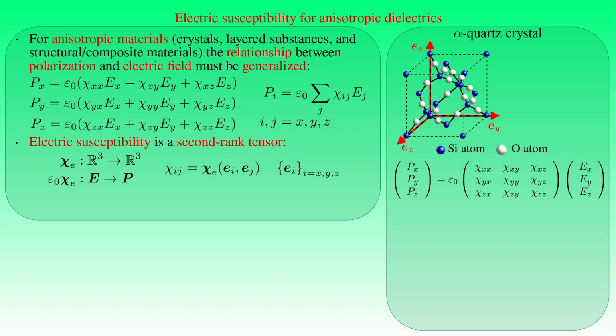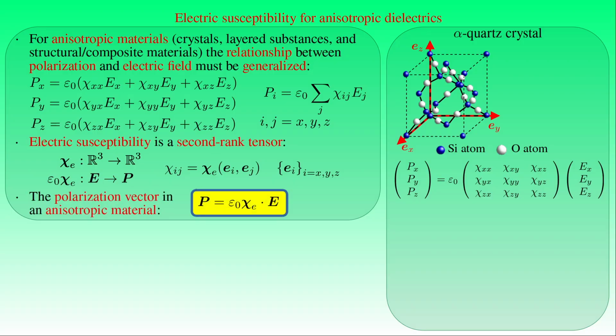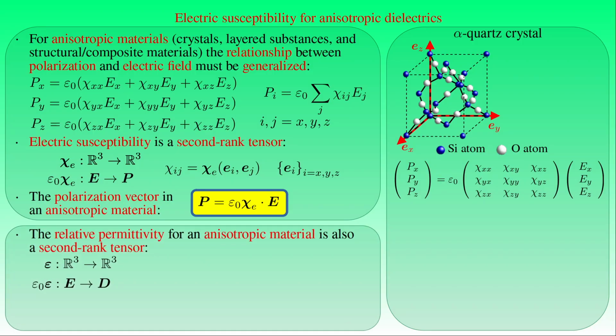Because the form of the component equations is invariant under basis transformations, the matrix-vector product in the vector equation can be interpreted as the contraction of a second-rank tensor with a vector. In other words, the polarization vector P in an anisotropic material is given by the vacuum permittivity epsilon naught times the contraction of the electric susceptibility tensor chi-e of the material with the vector of the electric field strength E applied to the material.